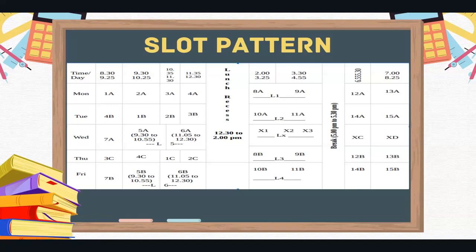Okay, so I'll talk about slot pattern. Slot pattern is that the days and time are divided into various slots. For example, if a course runs in slot 1, then it will run on Monday from 8:30 to 9:25, on Tuesday from 9:30 to 10:25, and on Thursday from 10:35 to 11:30. So this is the timetable that a slot 1 course will follow. Similarly, you can see for other slots as well.